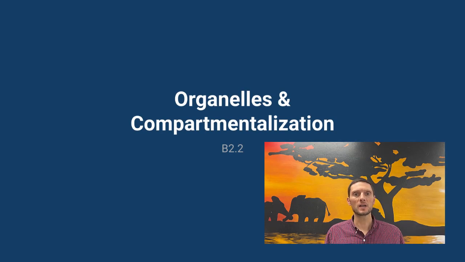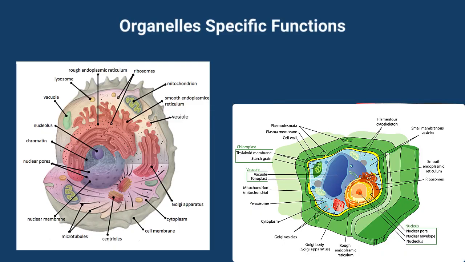Our next topic of discussion is for IB B2.2, and this is focused on organelles and compartmentalization, really looking at how different organelles are adapted to have specific functions that help the cell to be able to survive and carry out its function. Organelles are identifiable structures in cells that are adapted to perform specific vital functions. They are specialized for that specific function.